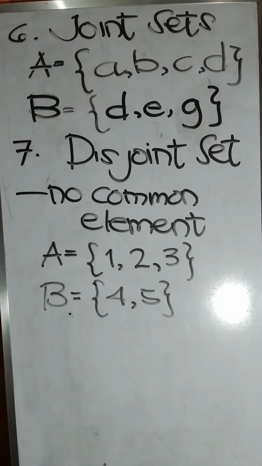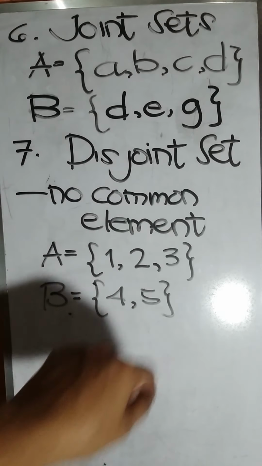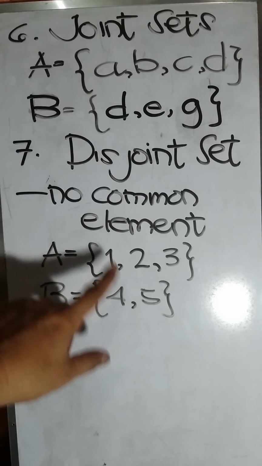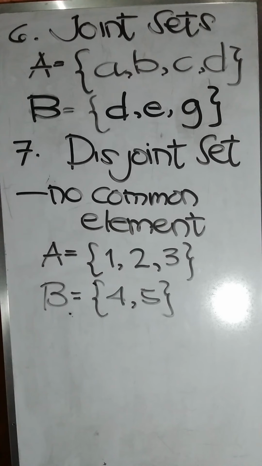Next natin is disjoint sets. So, disjoint sets are two sets with no common element. Ibig sabihin, walang magkaparehas na element. Example, set A is 1, 2, 3. Set B is 4 and 5. Since walang magkaparehas dito sa elements nila, sila ay tinatawag na disjoint sets. Ganun lang po yun. And then, we have subsets.